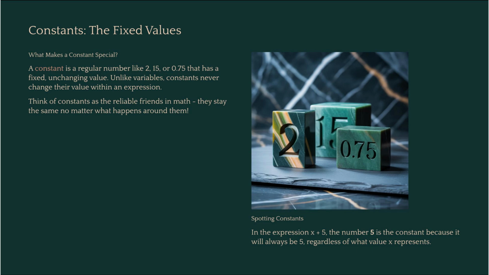If a variable is the number that changes, then a constant is the number that stays put. A constant is a number like 2 or 15 that has a fixed value within the expression. If you're buying pizza, the price of the box, maybe $2, is a constant. No matter how many toppings you add, the box still costs $2. In the expression x plus 5, the 5 is the constant, always adding 5 to whatever x happens to be.